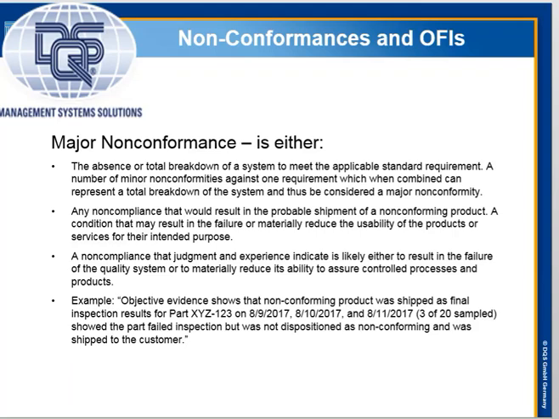So here we have our example. Objective evidence shows that nonconforming product was shipped as final inspection results for part XYZ-123 on August 9th, 10th, and 11th, 3 of 20 sampled, showed the part failed inspection, but was not dispositioned as nonconforming and was shipped to the customer. So that is an example of a major nonconformance.